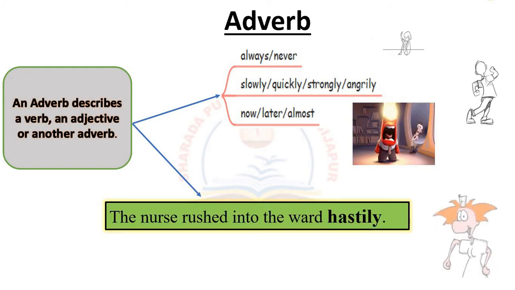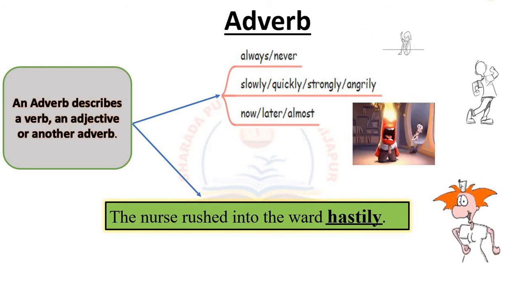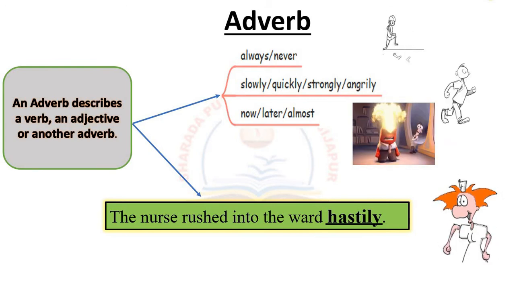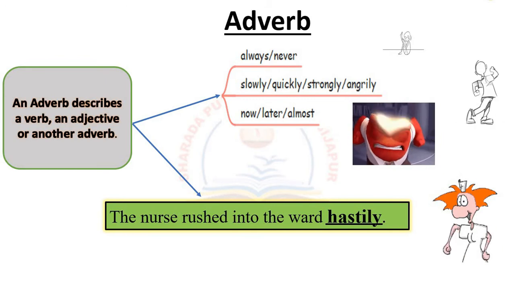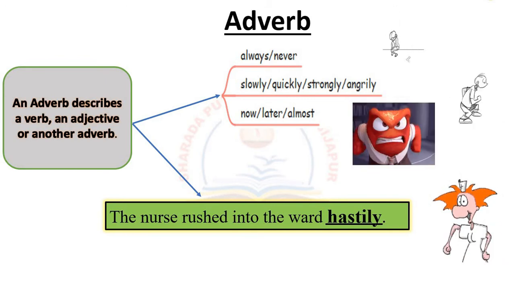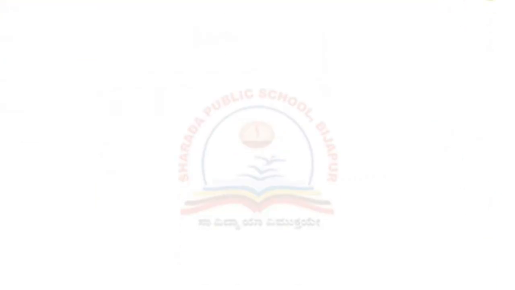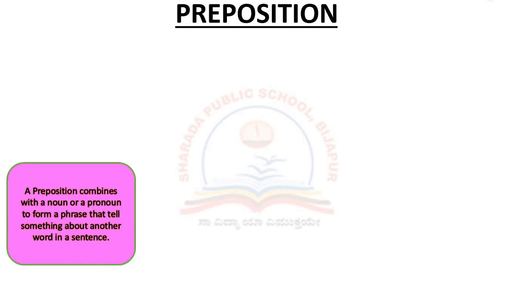The nurse rushed into the ward hastily. In this sentence, hastily is an adverb. So, in this way, we use adverbs in most situations that have some action. Now, let's move to another part of speech, that is preposition.